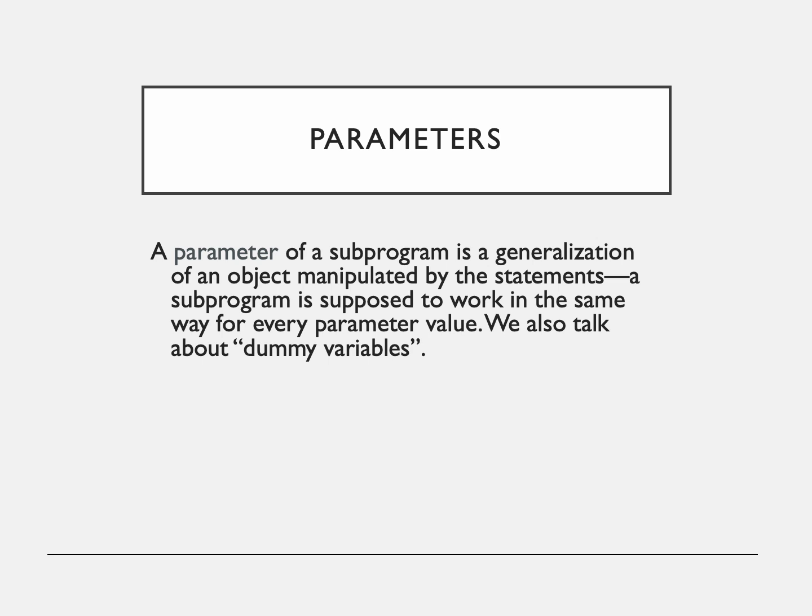Think of parameters as generalized entities or placeholders within subprograms. They are like dummy variables that represent potential values. For instance, in a function that calculates the area of a rectangle, the parameters might be represented as length and width. These parameters don't have set values until the function is called.